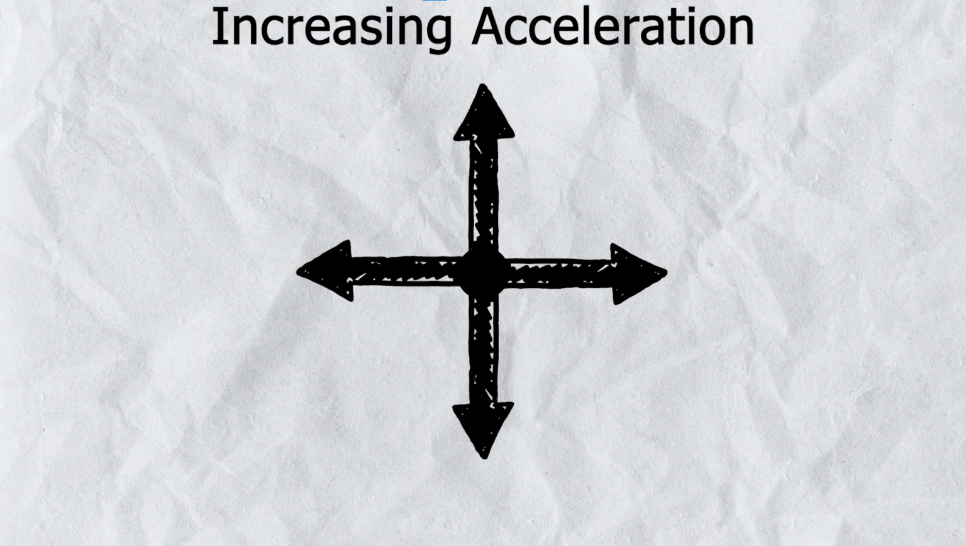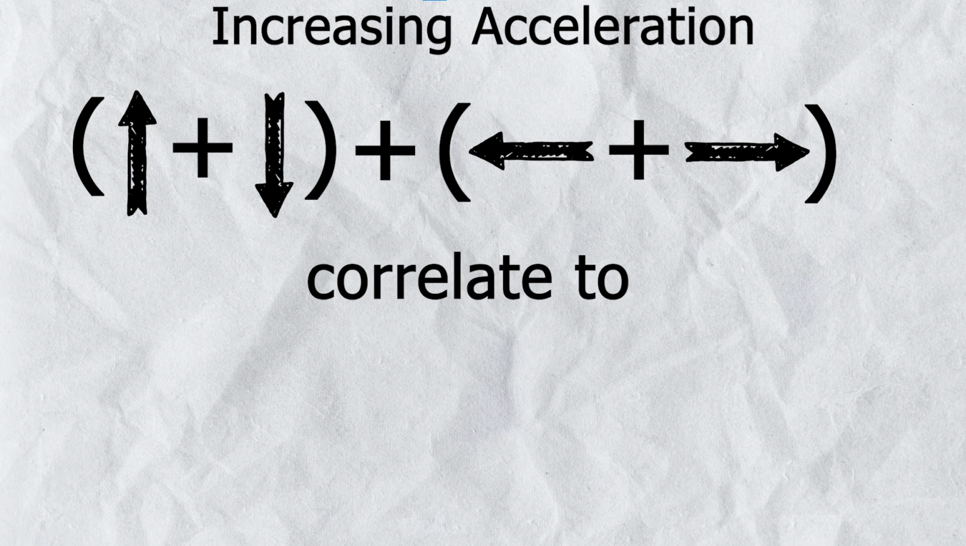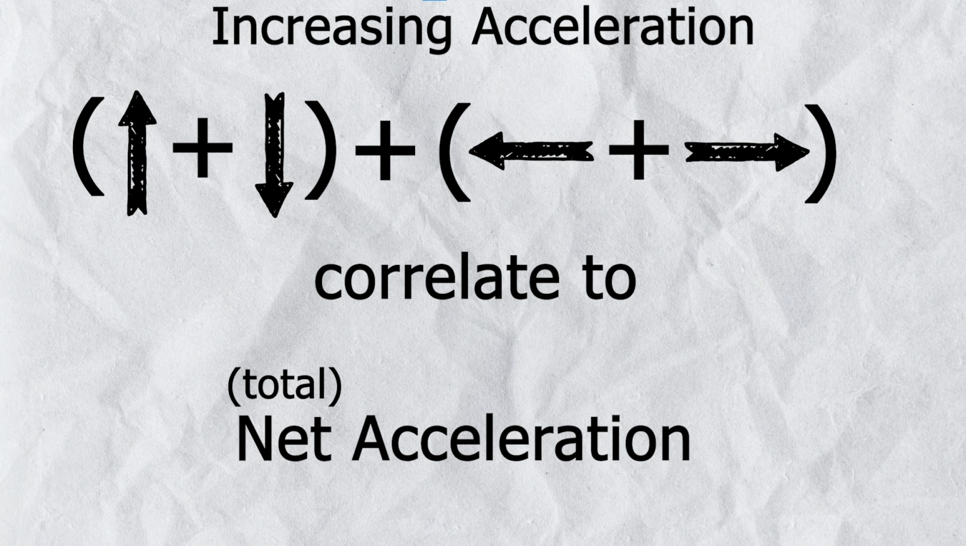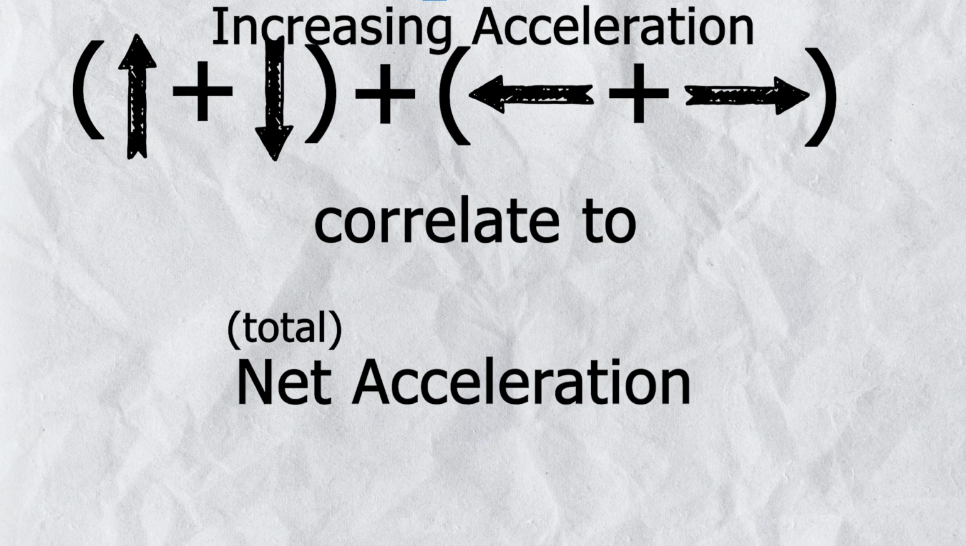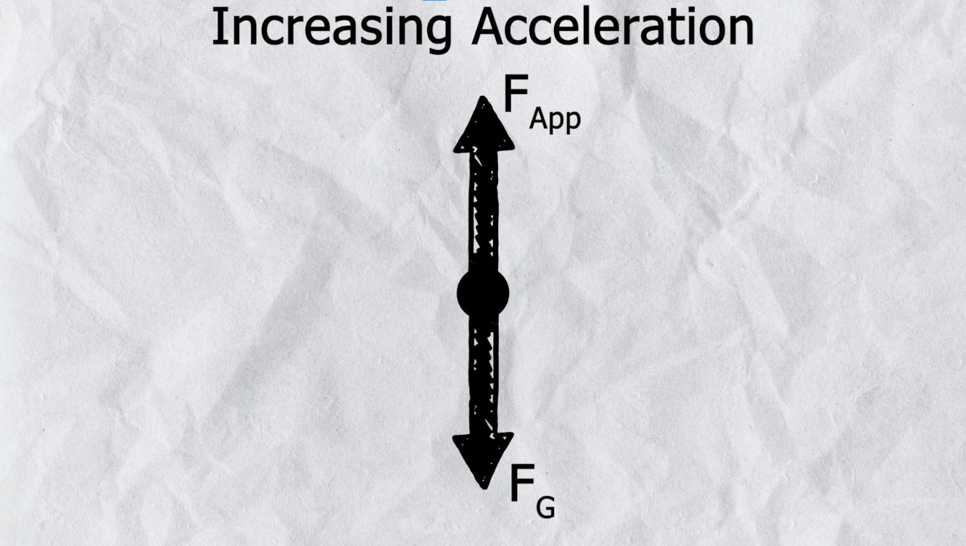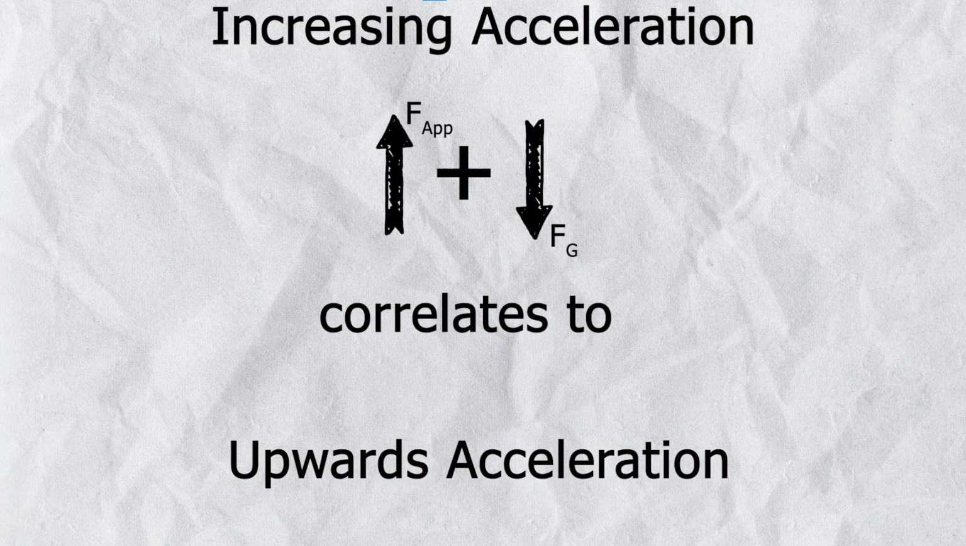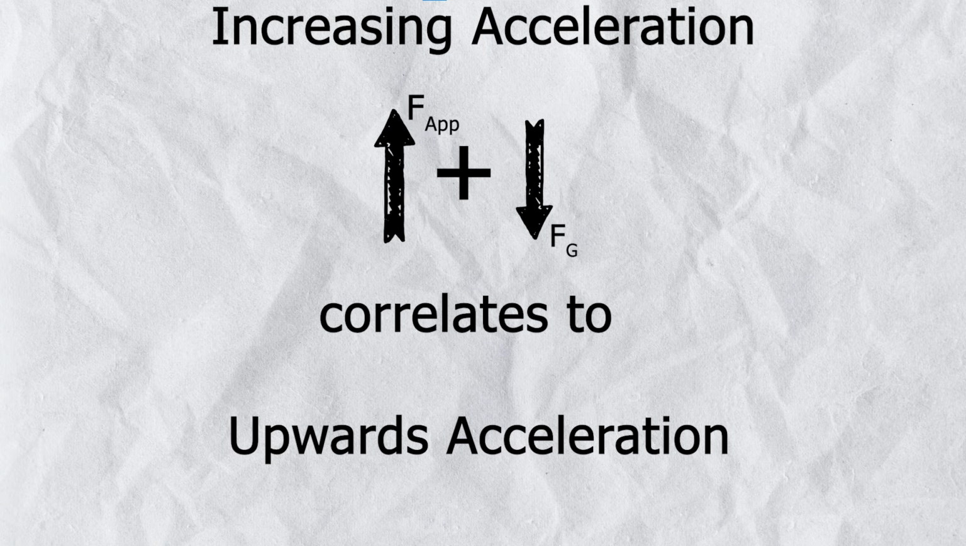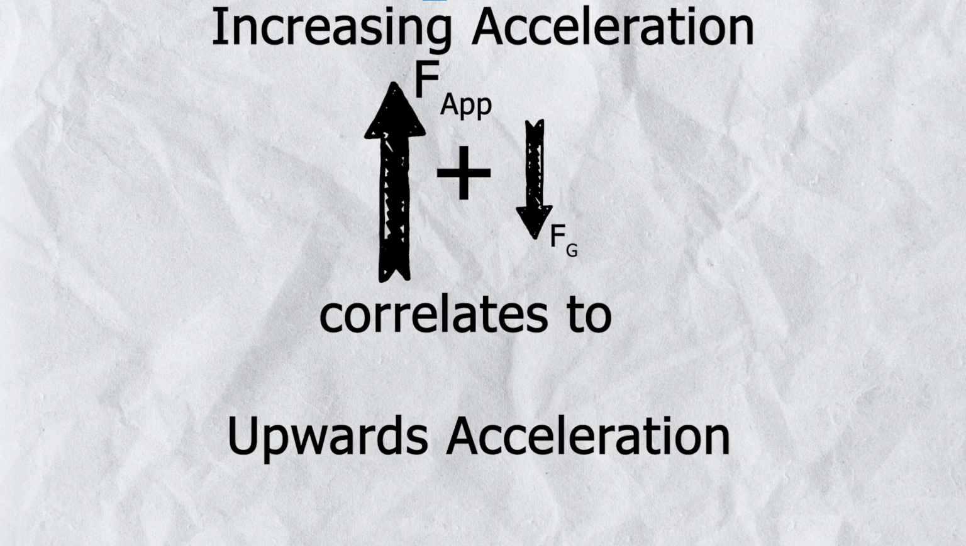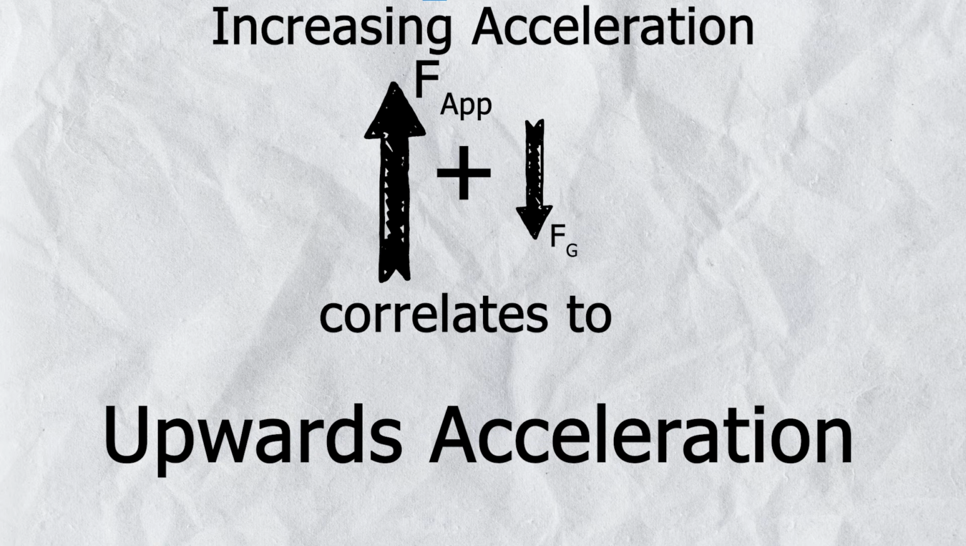To answer that, let's talk about free body diagrams. On any free body diagram, all forces added up correlate to the net or total acceleration of the object in question. This is no different for our free body diagram, where the lift force plus the gravitational force correlates to the upwards acceleration. We want to have the highest possible lift force, so we need the highest possible upwards acceleration.